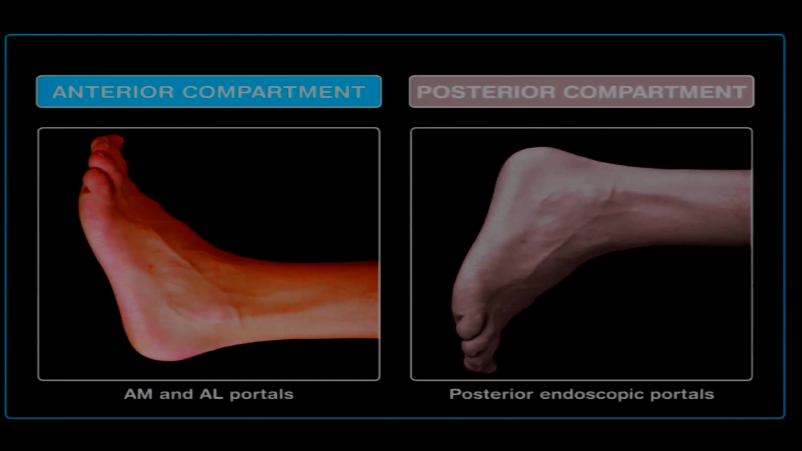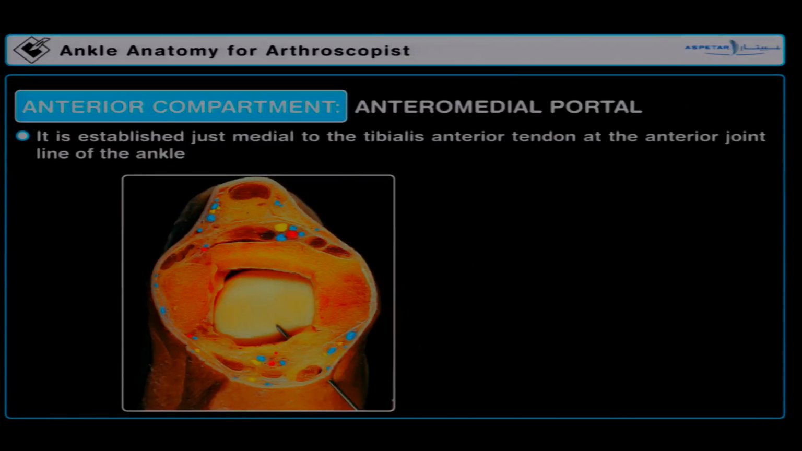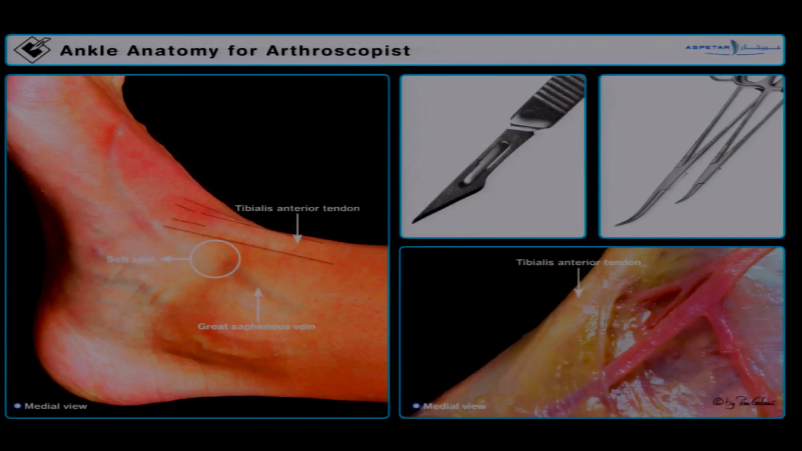We see the major anatomical details of the anterior portals. The anteromedial portal is the first portal to be performed. It's established just medial to the tibialis anterior tendon at the level of the ankle joint. This is the tibialis anterior tendon. And there is a potential for injury of the saphenous nerve and great saphenous vein. We saw this before. These are the small veins. We can make a lesion during the portal.